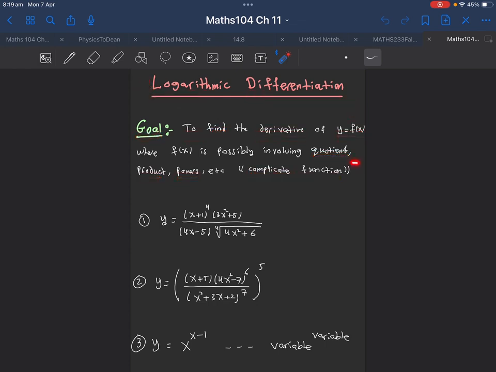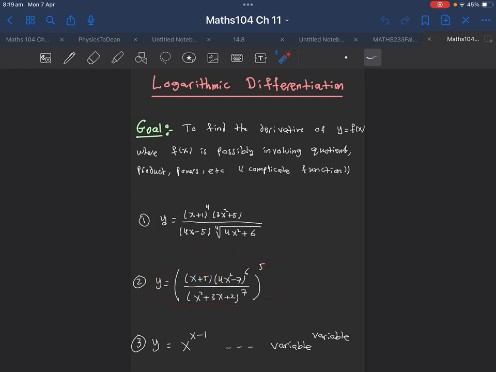Now, what do I mean by complicated function? Let's look at those three examples here. Look at f of x. Can you see this is a bit complicated function if you would like to find the derivative? It has a product in the numerator, it has a power in the denominator, especially this one. This one has a power function, power 5, and inside it we also have a quotient which is complicated.